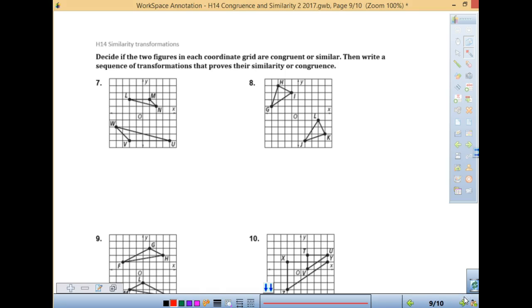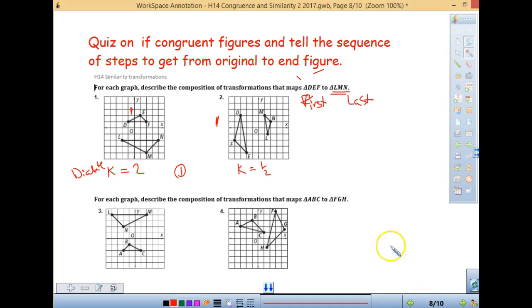The quiz today, I'm going to ask you, it's just like your homework. I'm going to ask you if they're congruent, and then to give me the steps from the first one to the last one. So it's exactly like the homework that you did.